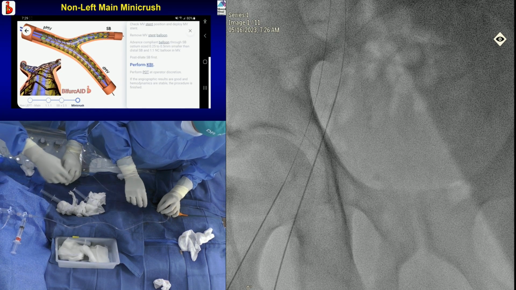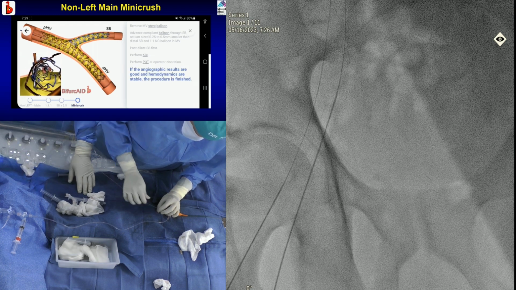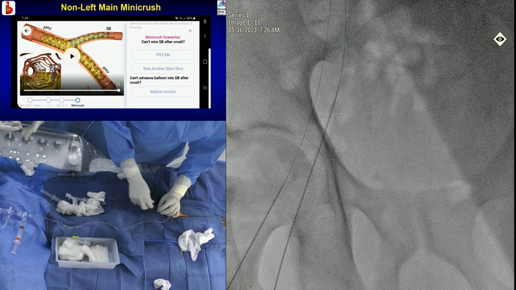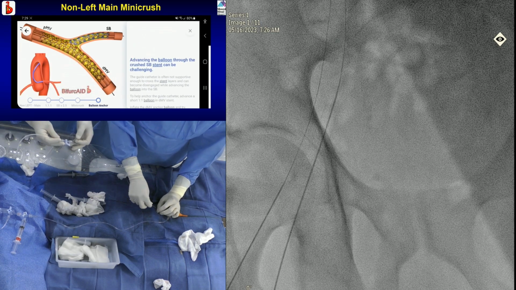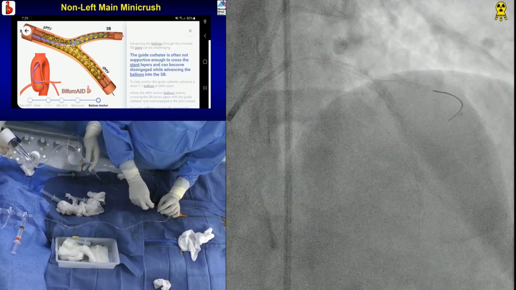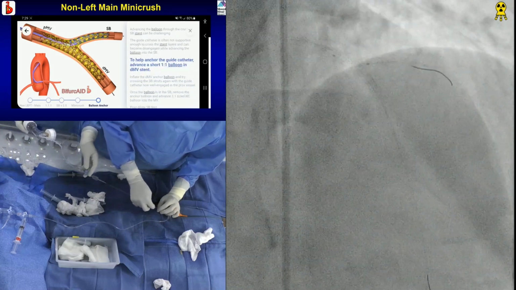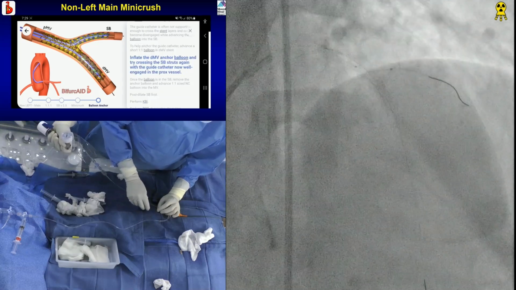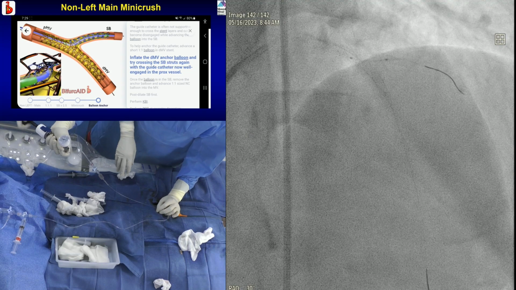This is for the final kissing. Yes, final kiss. 2.5 non-compliant to the diagonal, and then we are going 3.5 to the LED. Then we are going to do LED left main with 4.0. The question is the previous 2.0 balloon which you used. Yes, make the room. That is basically to open that particular single strut.